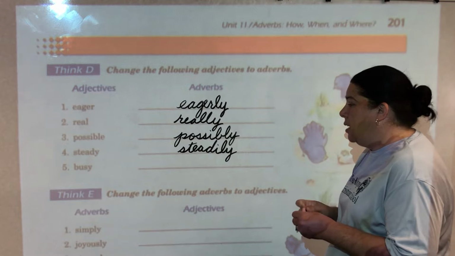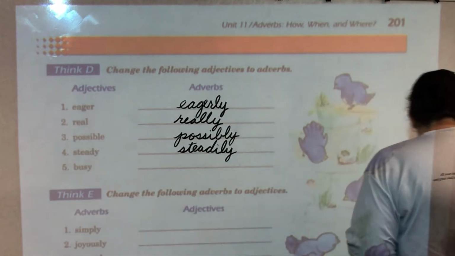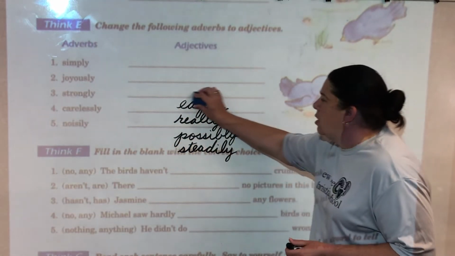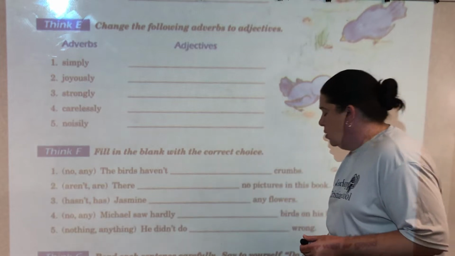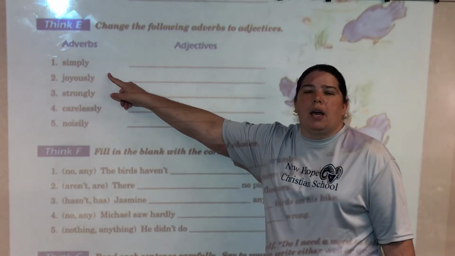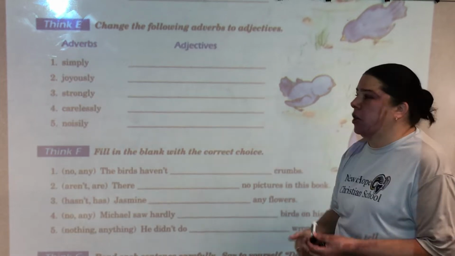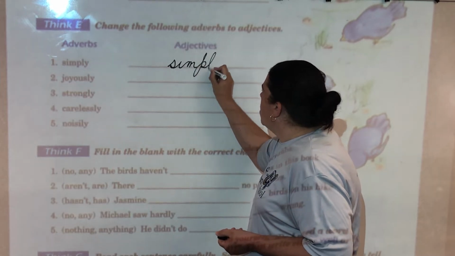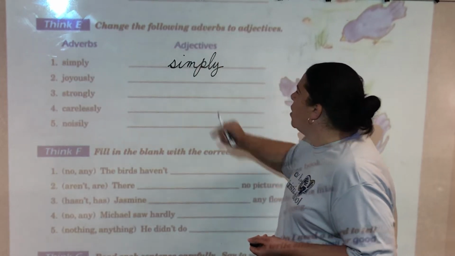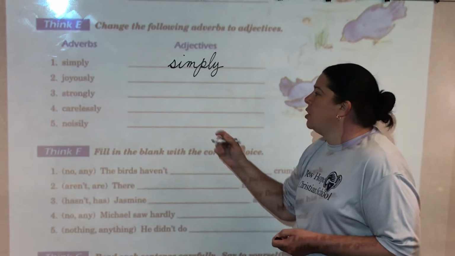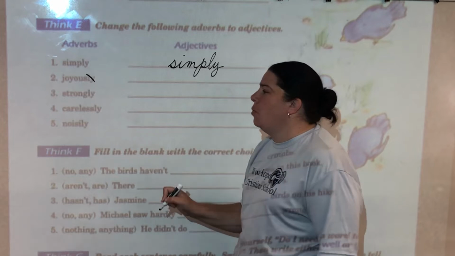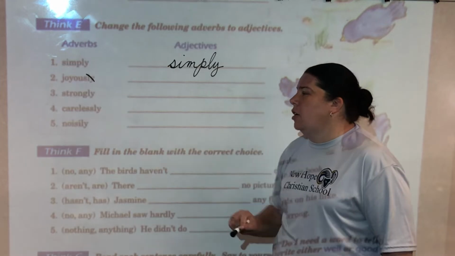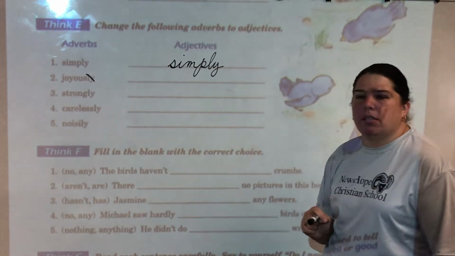Okay, this next section, section E, you should have done. We are doing the opposite. We're going to change the adverb to an adjective. So you're going to take the ly word simply and change it to simple. Very good. Simple. Joyously, you're changing to joyous. You're just taking off the ly. Strongly changes to strong. Carelessly, you're dropping the ly to careless.